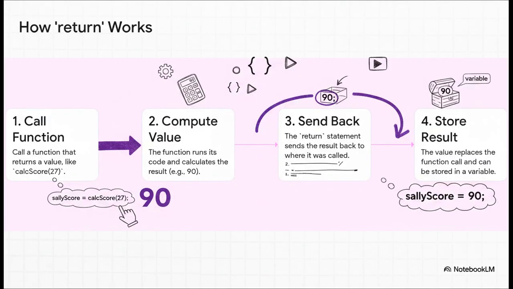So let's walk through exactly what happens here. Step 1, we call our function and we tell the computer, hey, whatever answer you get, I want to store it in a new variable called Sally score. Step 2, the function does its thing, it calculates the score, and it comes up with the number 90. Step 3, and this is the key moment, that returned value of 90 effectively replaces the function call itself. So the computer just sees the number 90 there, which brings us to step 4. The line becomes var Sally score equals 90, and the result is stored.